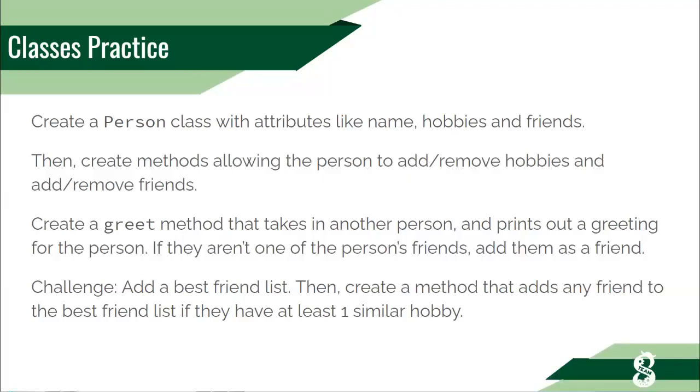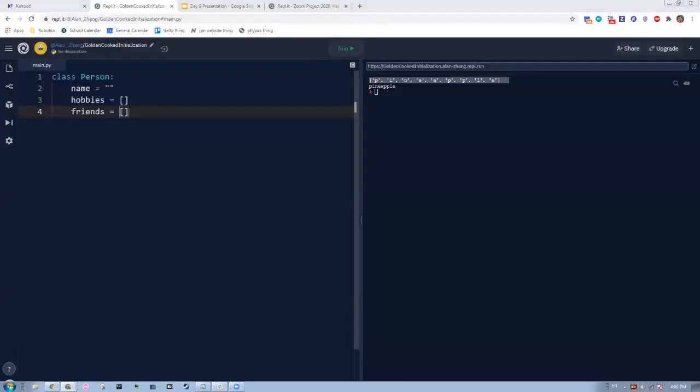And then we want to create methods that allow people to add or remove hobbies and friends. So, oh, my bad. I paused the screen share. So, yeah, I started off with a class called person, and it has a name that's empty, no hobbies, and no friends, which kind of sucks.